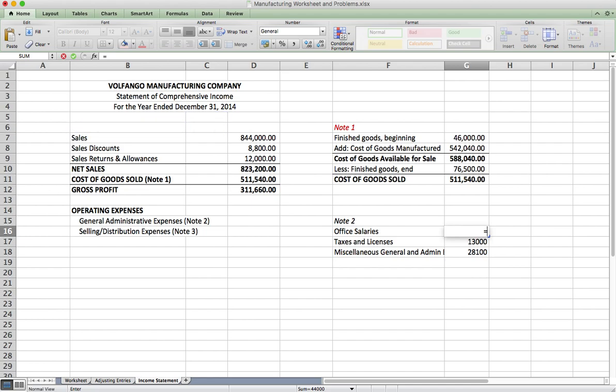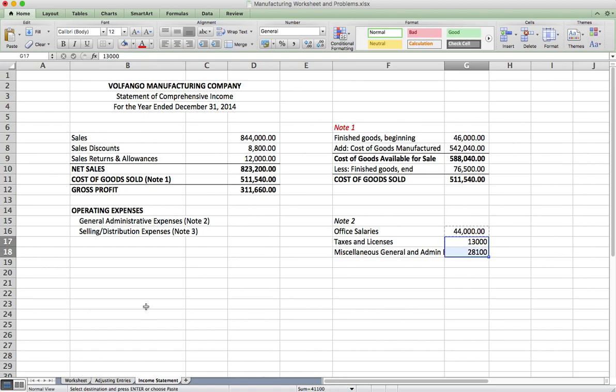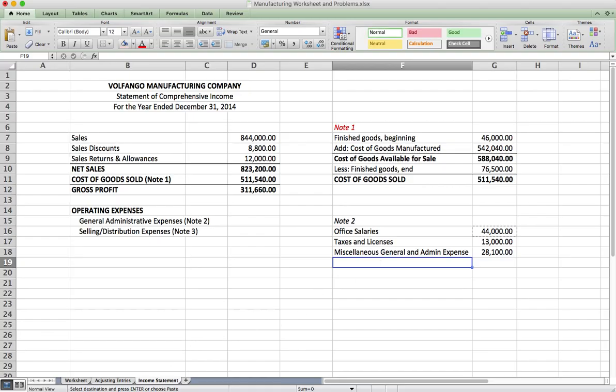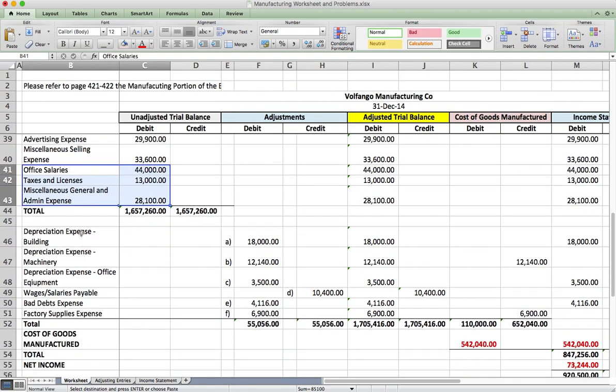Okay. Office salaries. Taxes and licenses. Miscellaneous and general admin expense. Ano pa? Depreciation expenses and bad debts expenses.